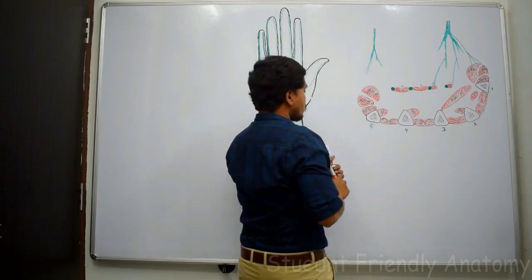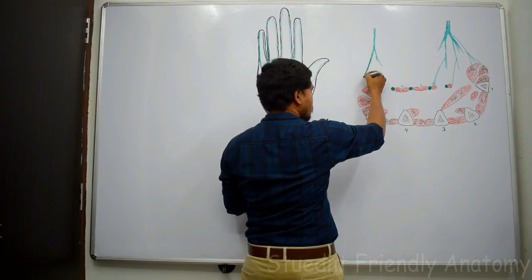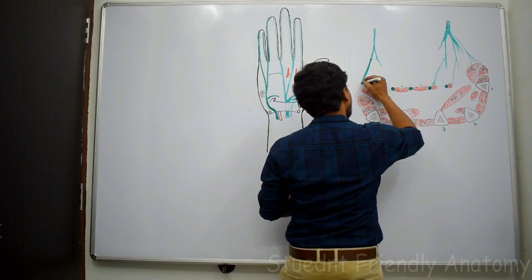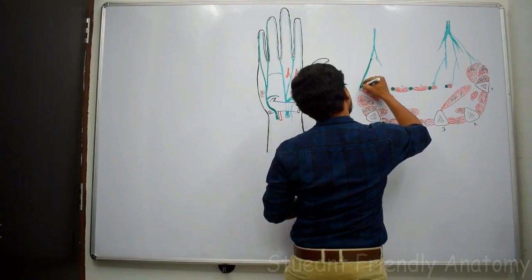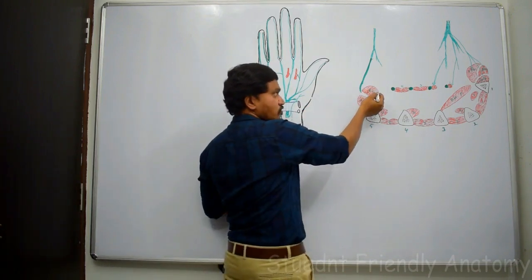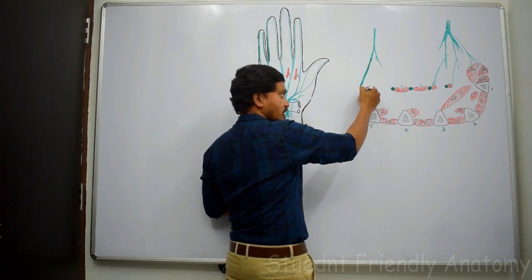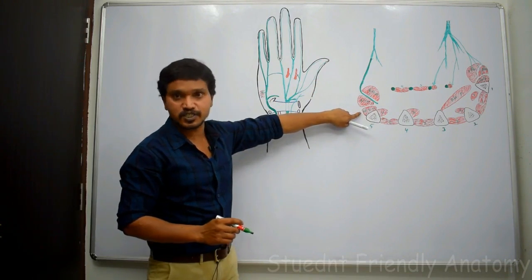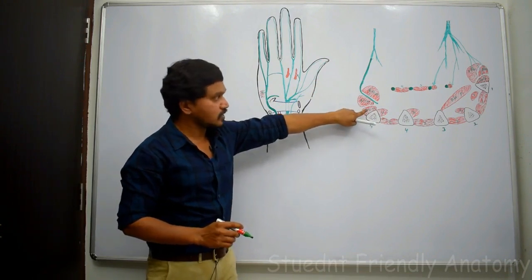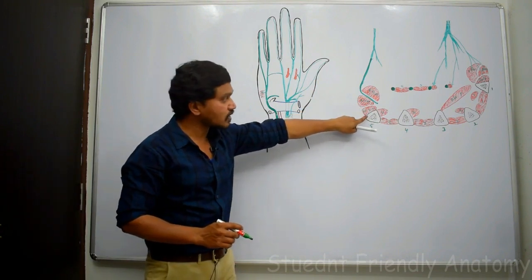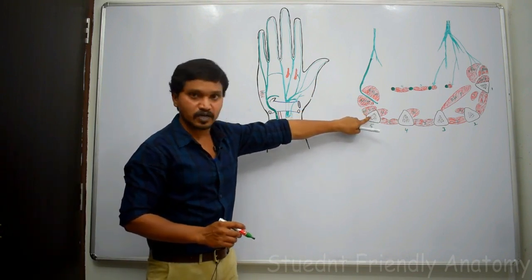This deep branch of the ulnar nerve passes deeply, or passes posteriorly, in between these two muscles. What are these two muscles? Flexor digiti minimi and abductor digiti minimi. Right? Then it becomes deep. After passing in between, it pierces the opponens digiti minimi. That I cannot show here, but remember that this nerve will pierce the opponens digiti minimi and will be present in between the opponens digiti minimi and the fifth metacarpal bone. Right?